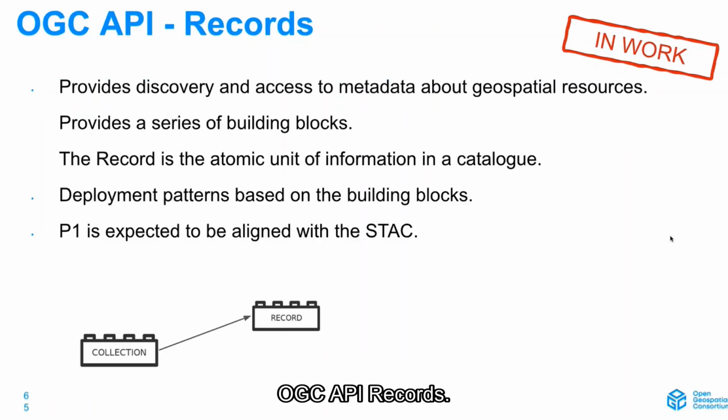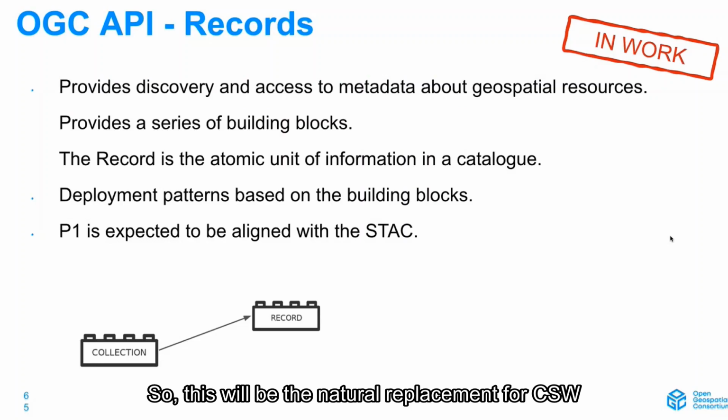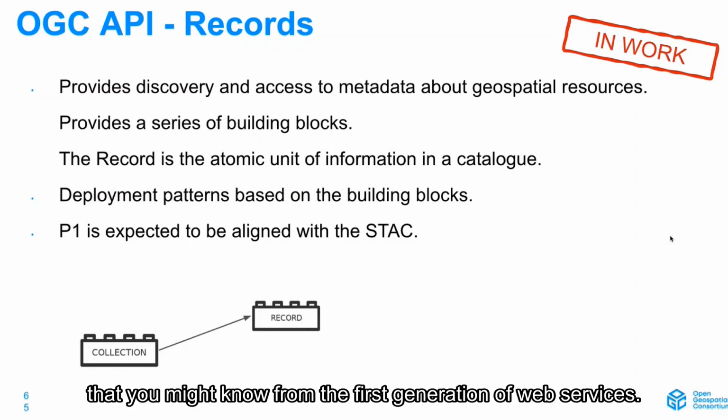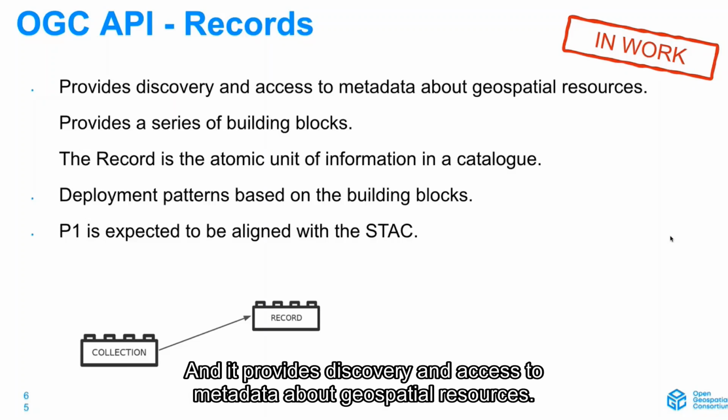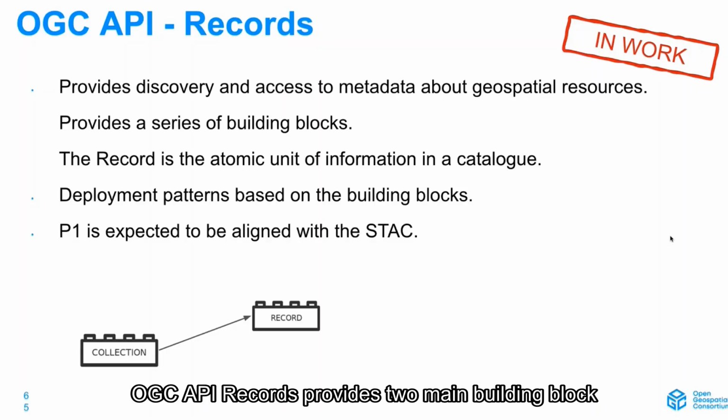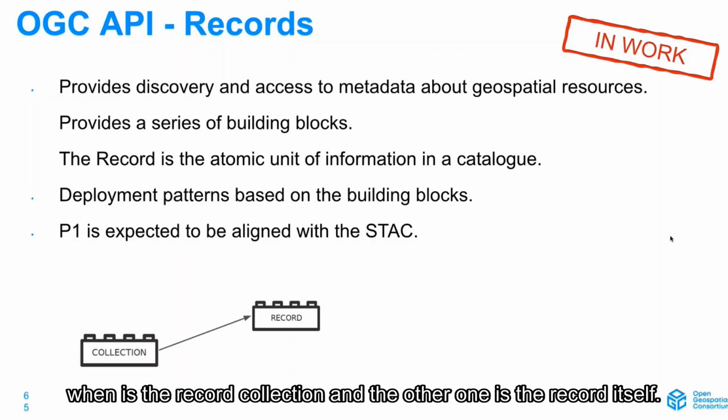OGC API Records. This will be the natural replacement for CSW, which you might perhaps know from the first generation of web services, and it provides discovery and access to metadata about geospatial resources. OGC API Records provide two main building blocks.